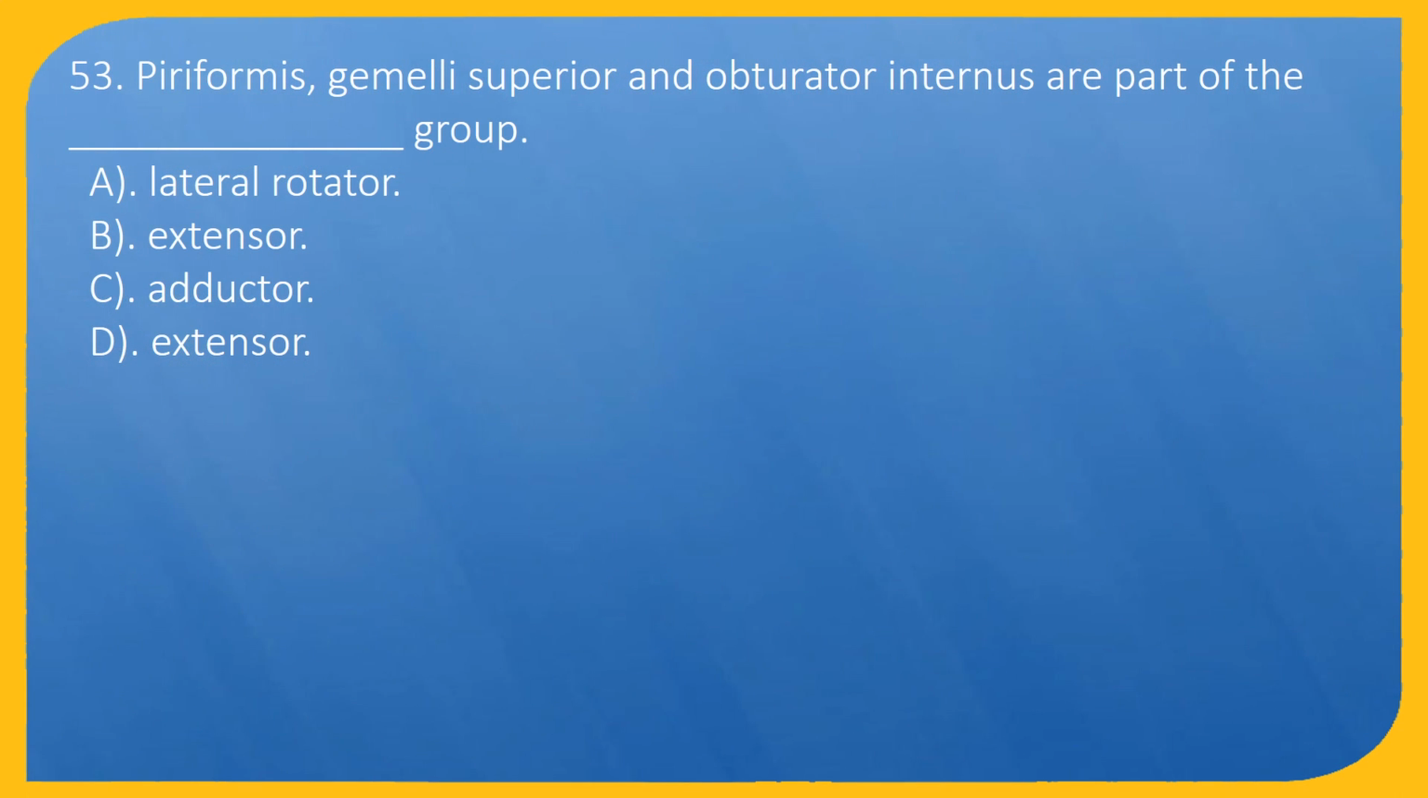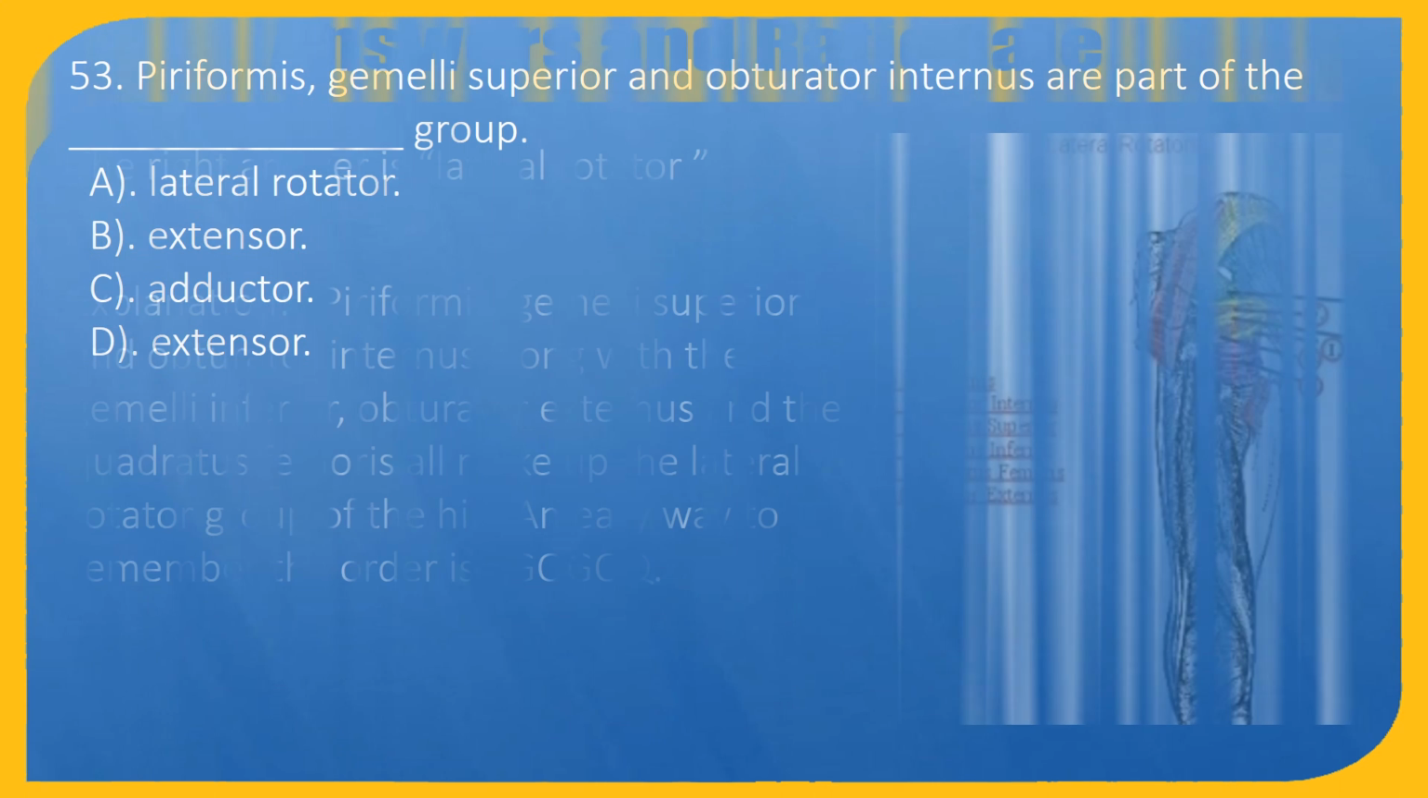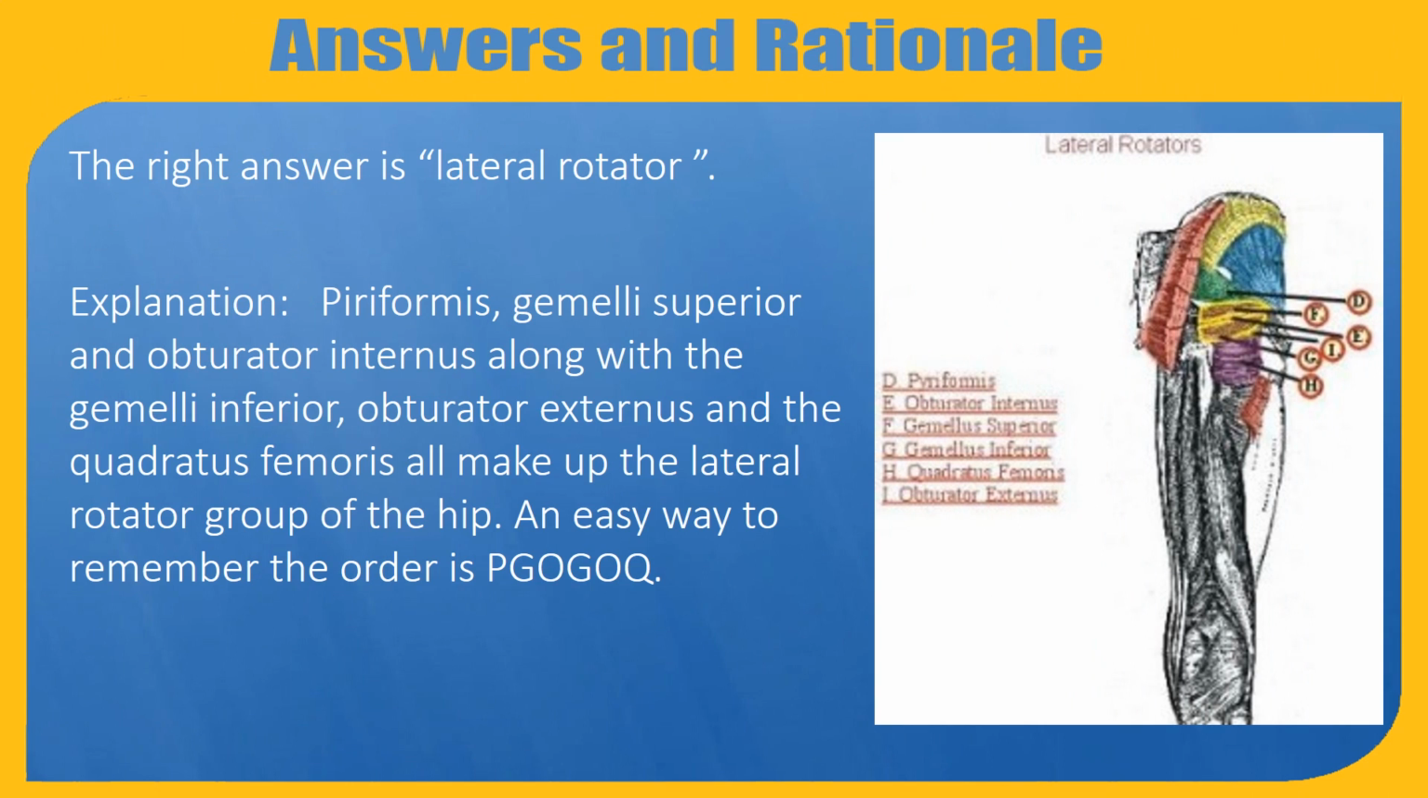Question 53. Piriformis, gemellus superior and obturator internus are part of the what group? A. Lateral rotator. B. Extensor. C. Adductor. D. Extensor. The right answer is lateral rotator. Explanation: piriformis, gemellus superior and obturator internus along with the gemellus inferior, obturator externus and the quadratus femoris all make up the lateral rotator group of the hip. An easy way to remember the order is PGAG.